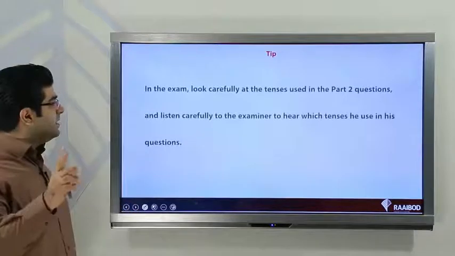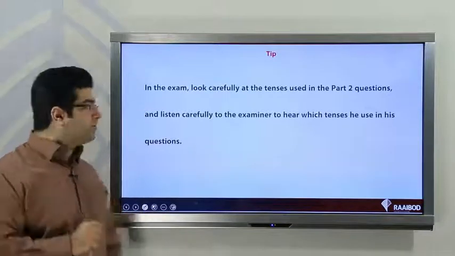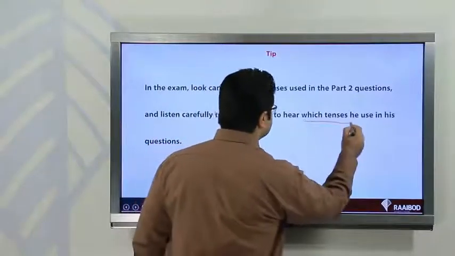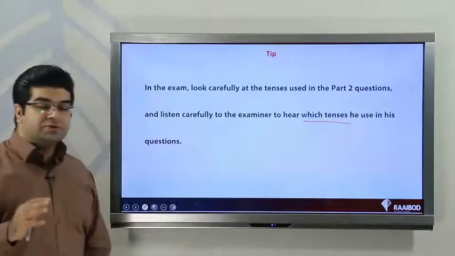Okay, there's a tip, let me read it for you. In the exam, look carefully at the tenses used in the Part 2 questions and listen carefully to the examiner to hear which tenses he used in his questions. Remember, which tenses? This can help you score higher.